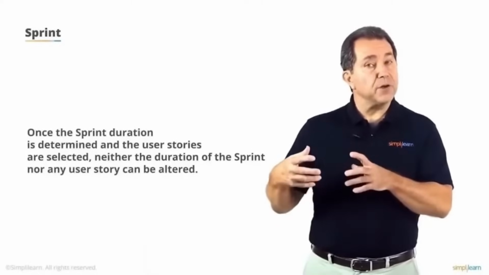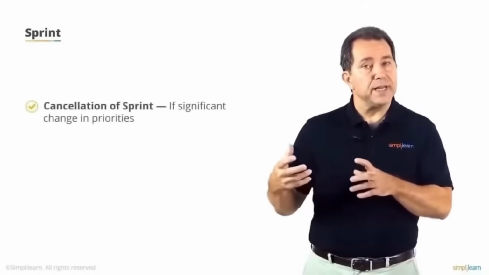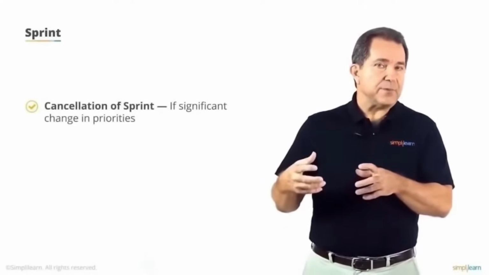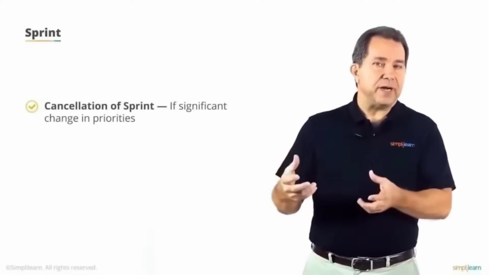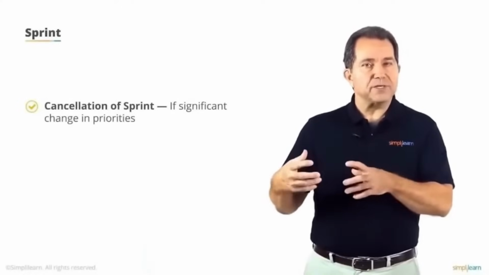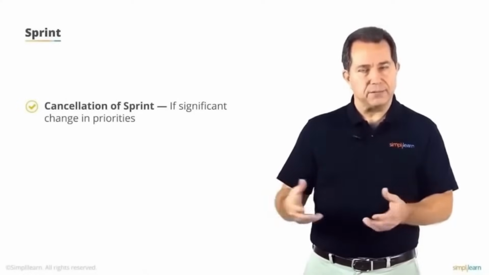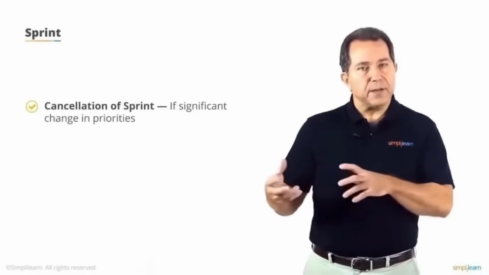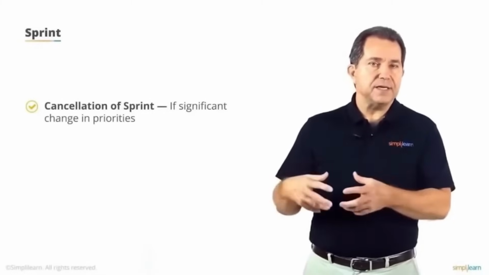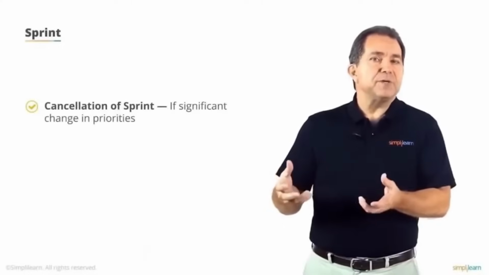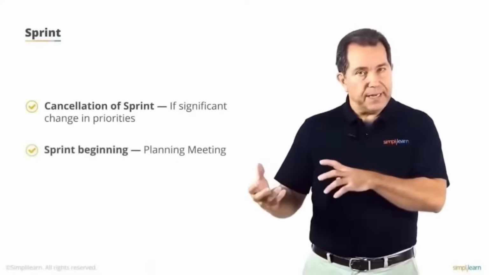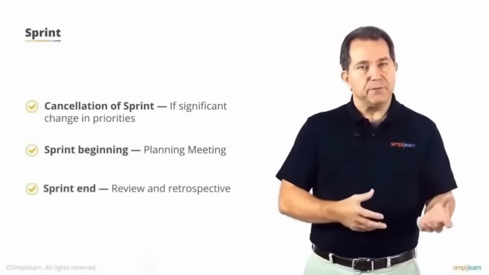The product owner may choose to cancel or terminate a sprint in specific situations. For example, a significant change in priorities or a mid-course correction may render the current sprint backlog invalid. Given that we are only talking about a couple of weeks of work, the cancellation of a sprint would be an extremely rare event. A sprint will begin with a sprint planning meeting and end with a sprint review and retrospective.